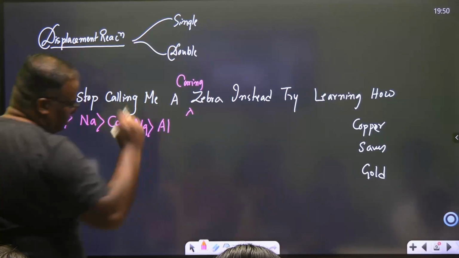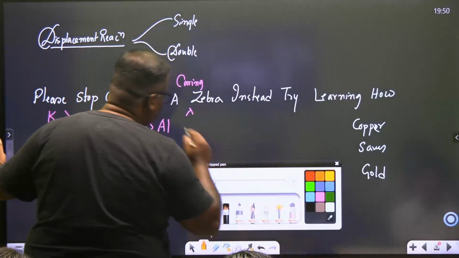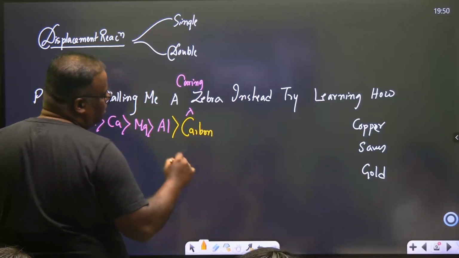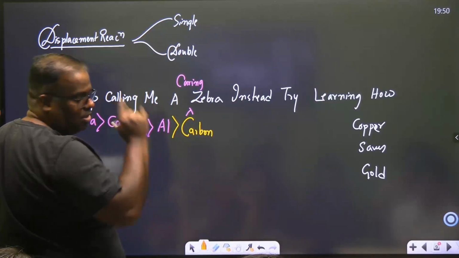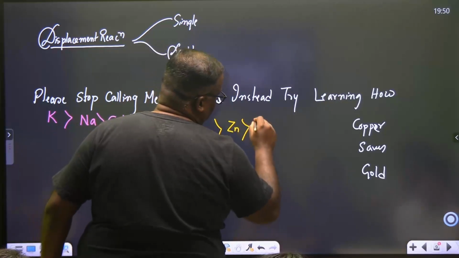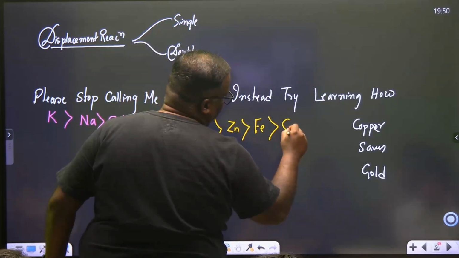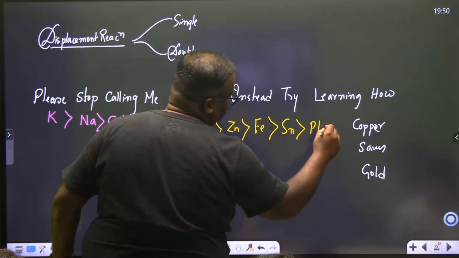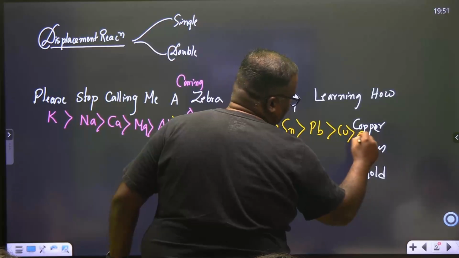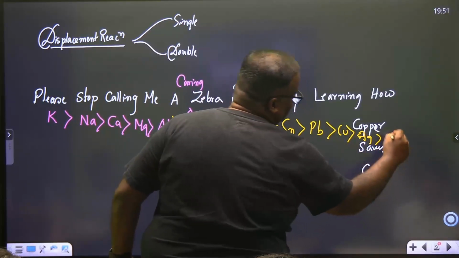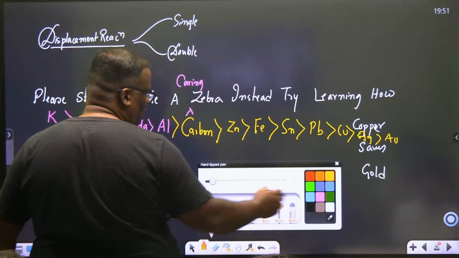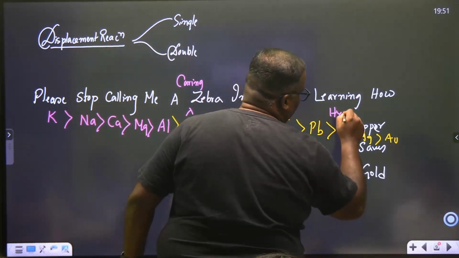This is for aluminium. Now here is a catch. Caring, C. C stands for carbon. But sir, this is a non-metal. Why did you bring it here? For some reason. Zebra stands for zinc. Instead, iron. Try for tin. Learning, lead. Copper, copper. Saves, silver. Gold, Au. And between learning and copper, I have another non-metal, which is hydrogen.